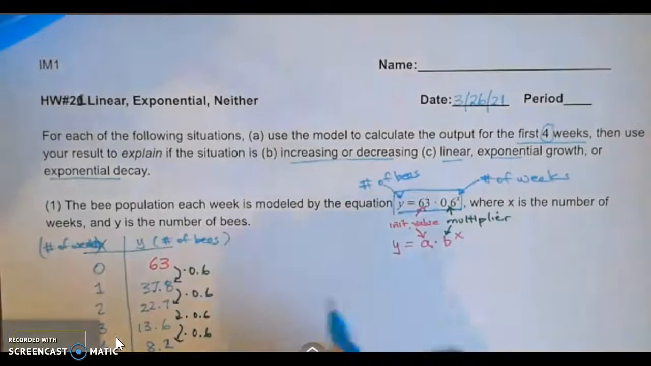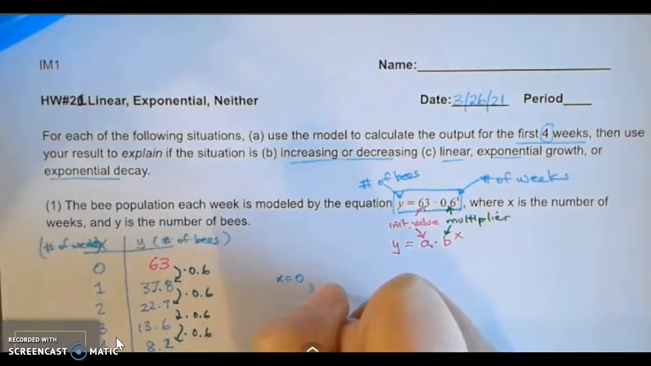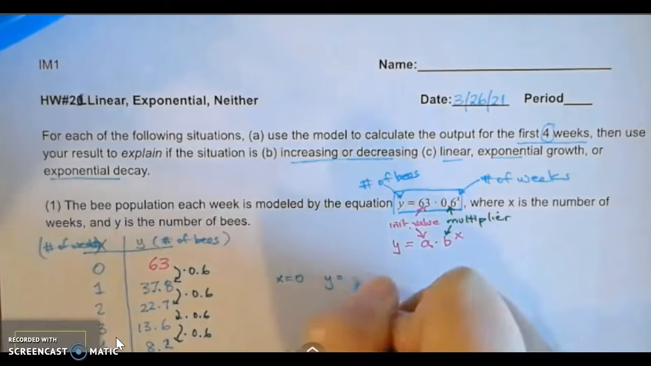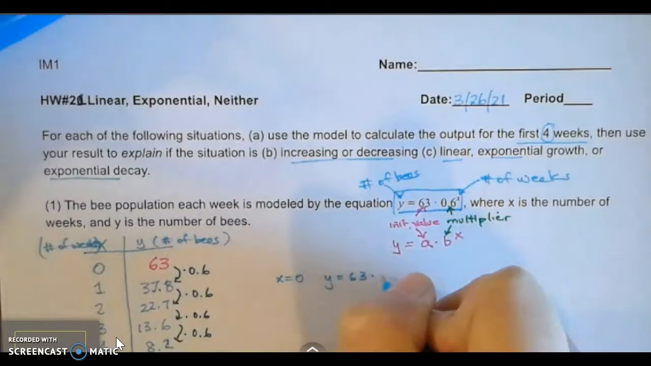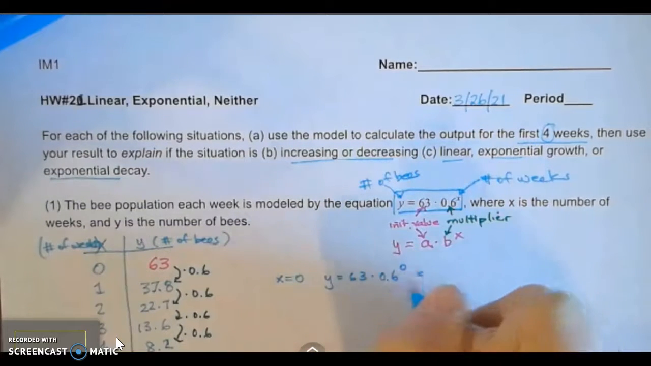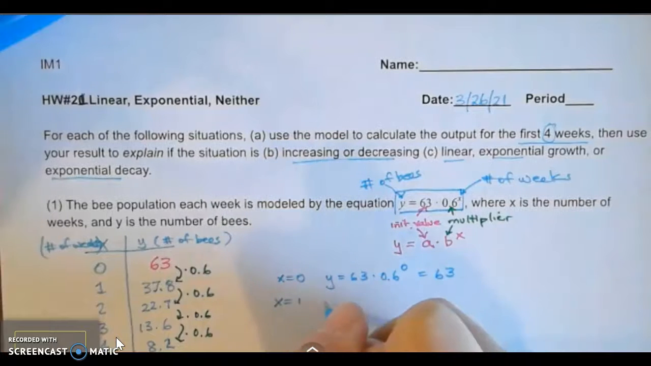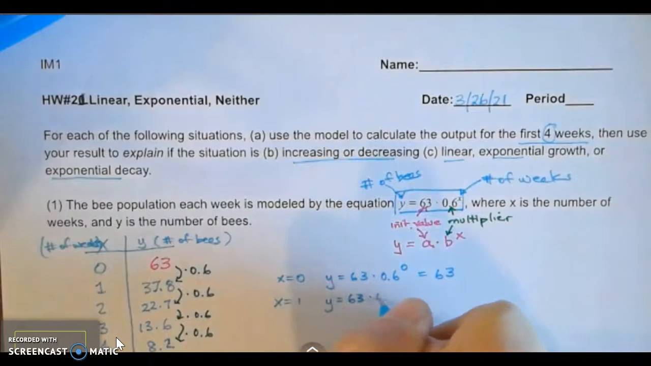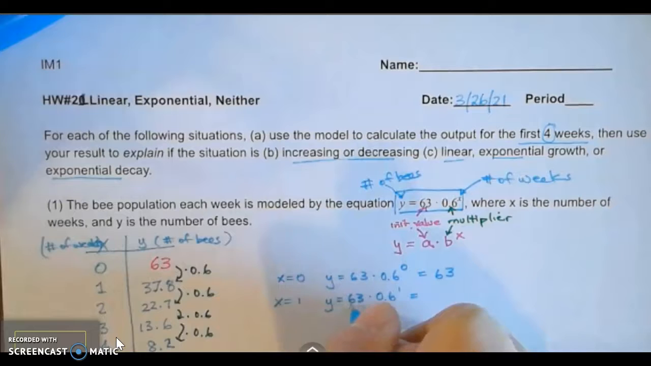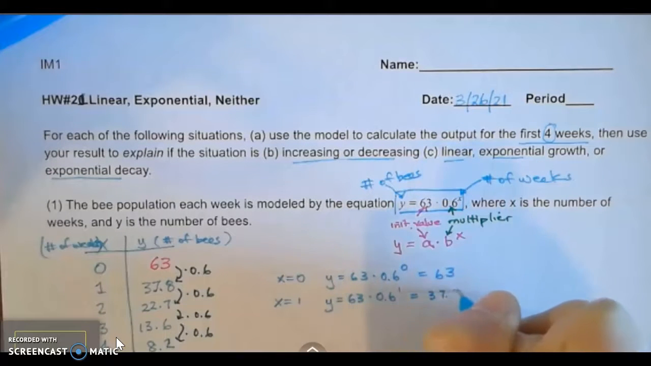So you could do it this way, or you could have done it algebraically using the equation. When x is equal to 0, what is y? y is going to be 63 times 0.6 to the power of 0. And we know that anything to the power of 0 is 1. So that's just going to be 63 times 1, that's 63. When x is equal to 1, y is going to be equal to 63 times 0.6 to the power of 1. That's like multiplying 63 by 0.6, because 0.6 to the power of 1 is just 0.6, and that's going to get you 37.8 as well.